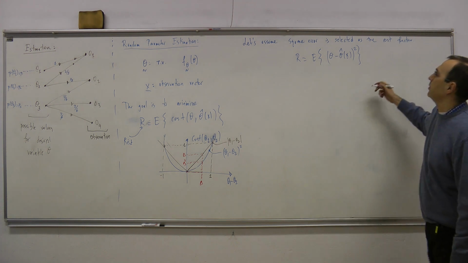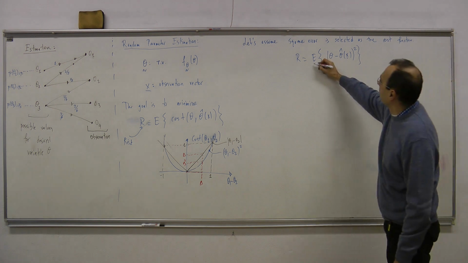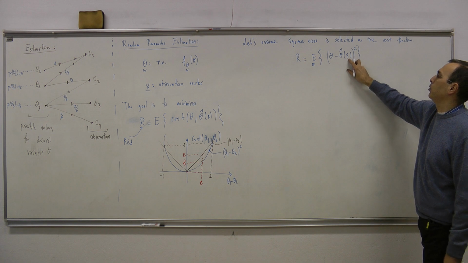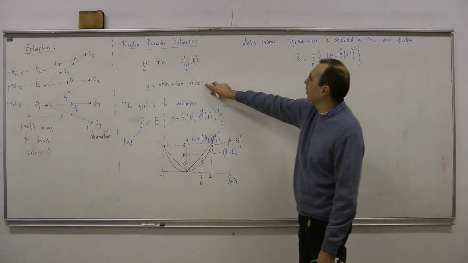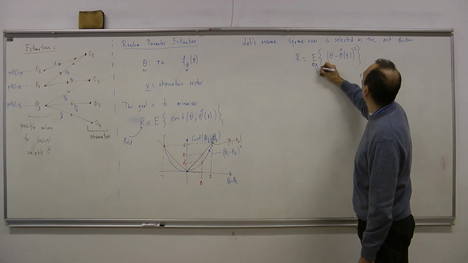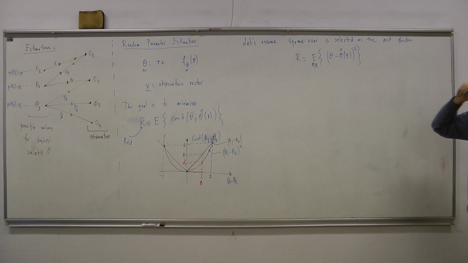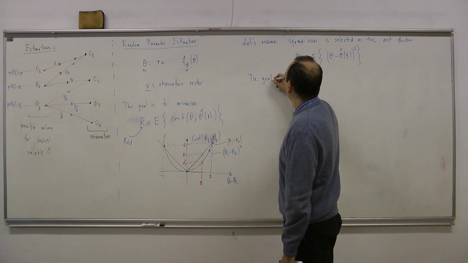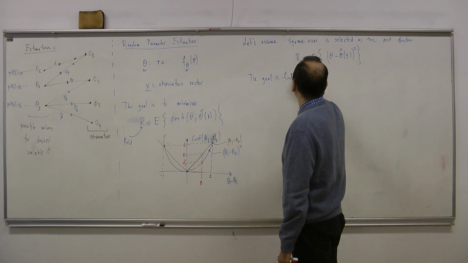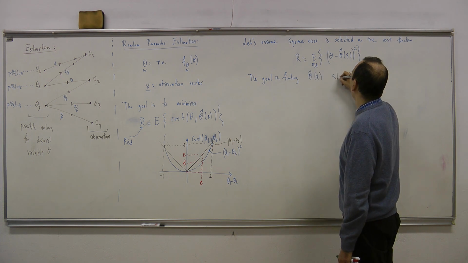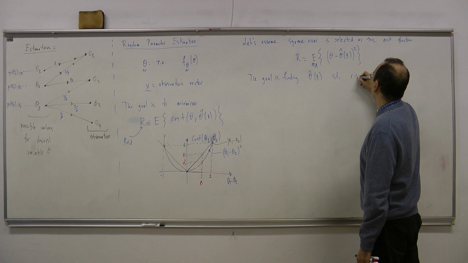But the important part is that now theta is random. Previously we were taking expectations over x only, because x was the observation vector. Theta was non-random. Now I'm taking expectations over theta and the x vector. Okay. So this is this. The goal is finding an estimator, this, such that risk is minimized.